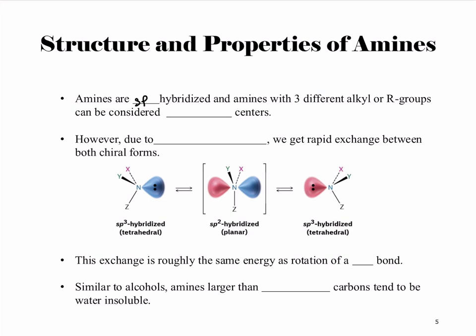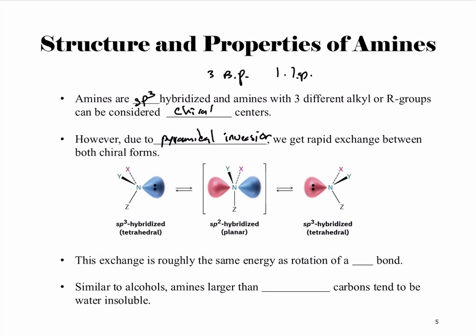So amines are going to be sp3 hybridized with 3 different alkyl R groups and can be considered chiral centers. And with 3 different R groups, they can be considered chiral centers. And so with this sp3 hybridization, we have 3 bonding pairs and 1 lone pair that exists in the sp3 orbital. But what can happen with amines is something kind of interesting. So these chiral centers aren't true chiral centers because we get something called pyramidal inversion.